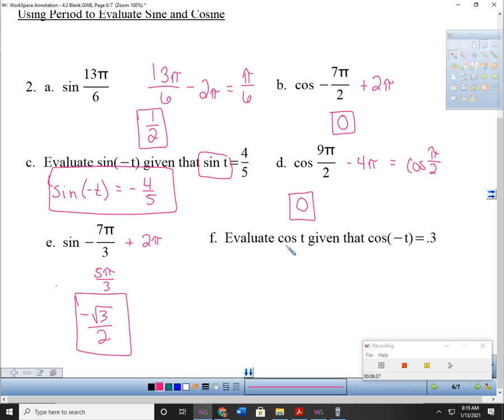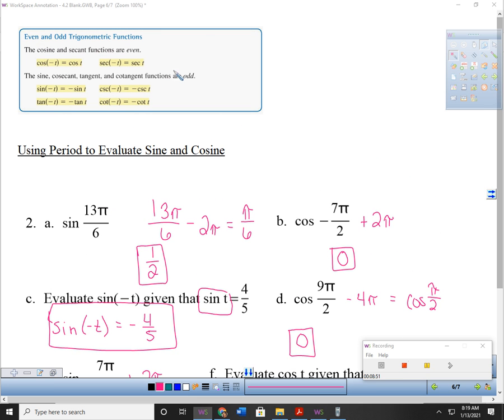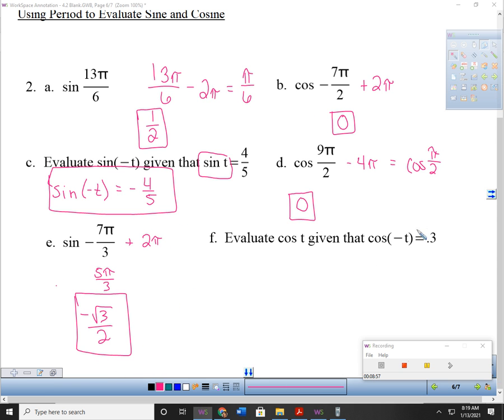All right. On part F, they want you to find cosine of t given that cosine of negative t is equal to 0.3. Well, if you look at your even and odd functions, it tells you that the cosine of a negative angle is the same thing as cosine of the positive angle. So they would be exactly the same, correct? So cosine of t would be equal to 0.3.